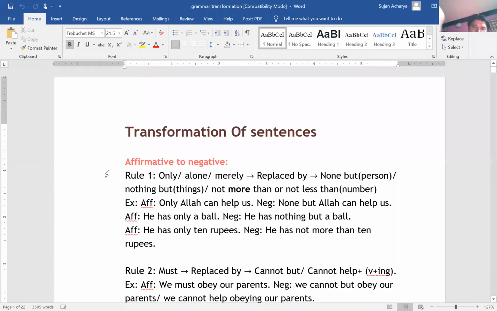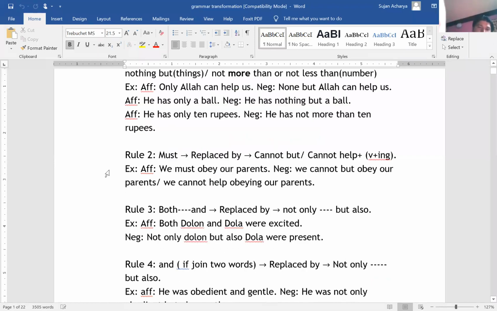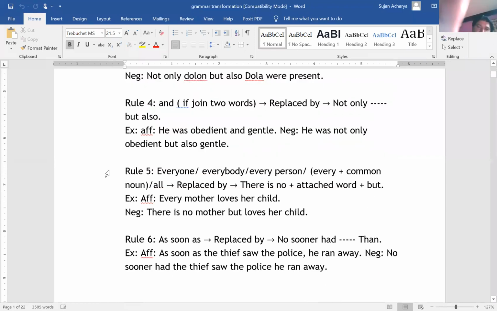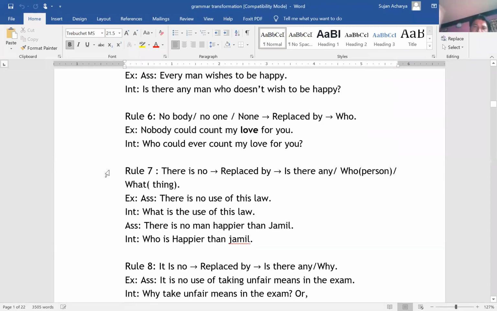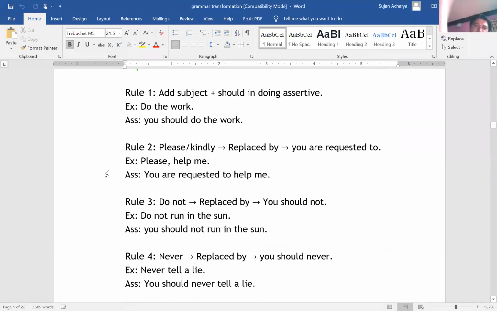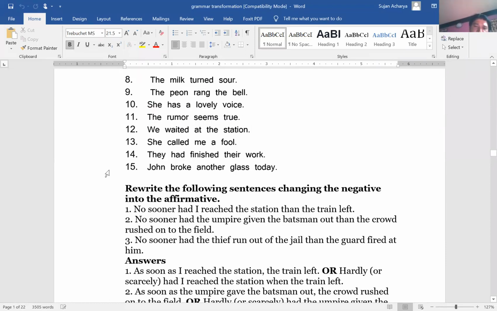So here are some of the files. Can you see transformation of sentences written in brown and topic affirmative to negative in red? Yes, sir. I will be sharing this file with you. Here you have the complete set of sentence transformation along with the formulas. If any of you need it, you can. Otherwise, all you need to do is go through the questions and do the exercise only. That will help you a lot. And if you have any question, you can write to me.